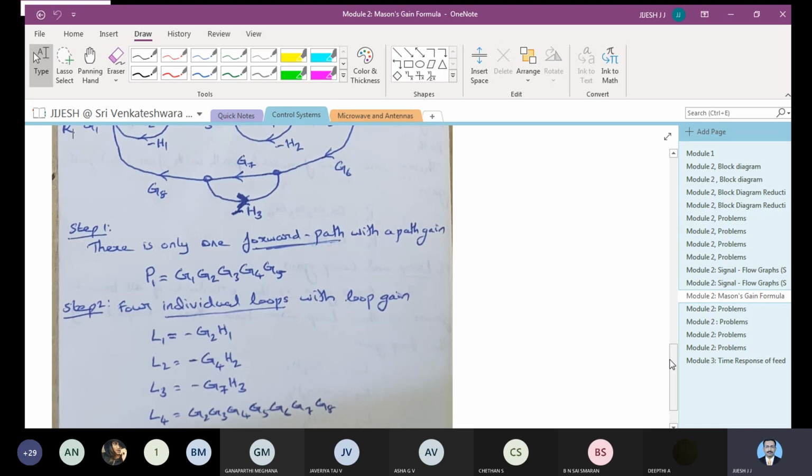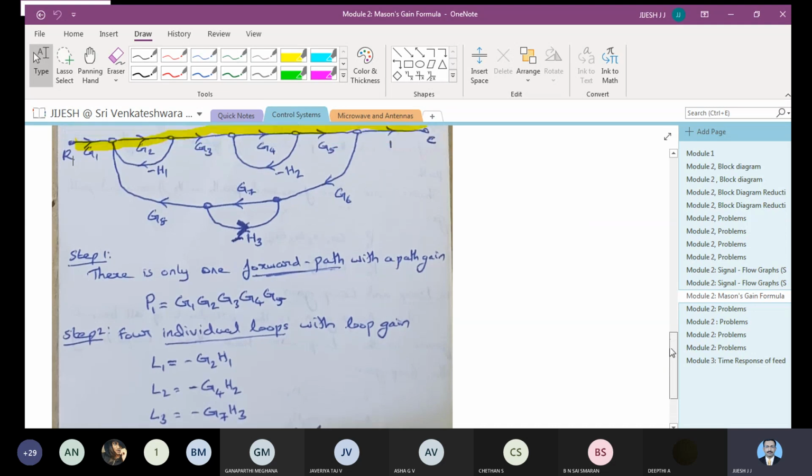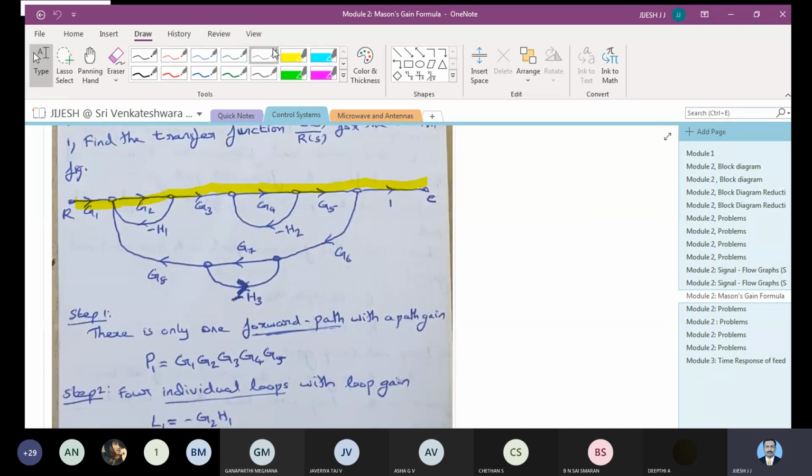Loop means what? You should carefully identify the arrow marks. For example, for this loop, if I start from here, you can see the arrow mark, I reach here, and then you come from this path and come back to this point. So it makes a loop for you. In this case, you start from here, complete this path, and come back again to the same point. This is what you have to understand.